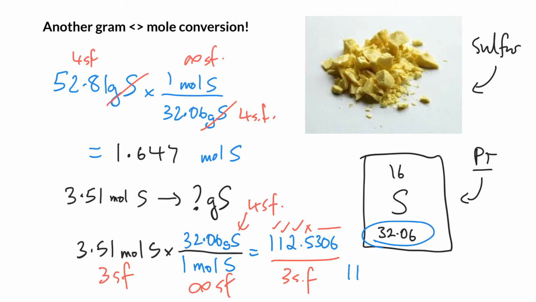So 112 becomes 113. And we didn't keep track of those pesky units. So moles cancel. We're left with grams of sulfur. So we would need to burn 113 grams of sulfur to have a candle that had 3.51 moles.